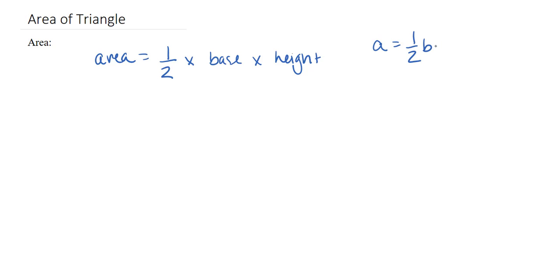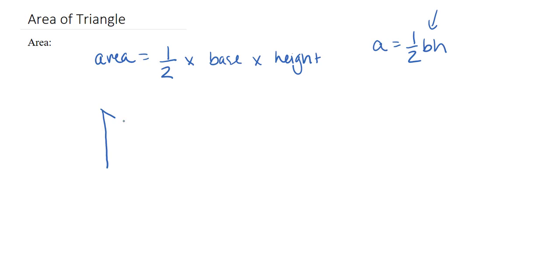Area of a triangle. In order to find the area, let's look at the formula. The formula is area is equal to 1/2 times the base times the height, which can be shortened to area equals 1/2 BH, right? This indicates we're multiplying those together. So let's go over what the base and the height are.